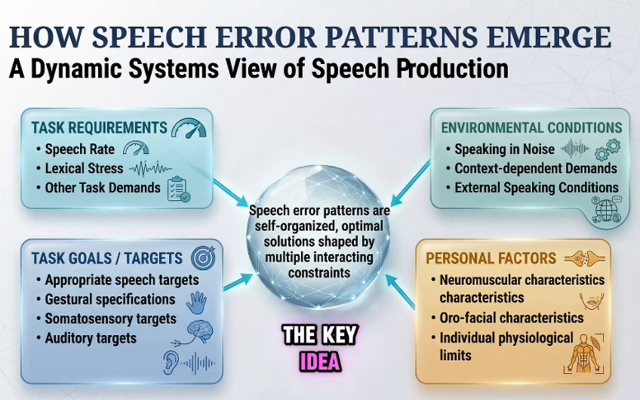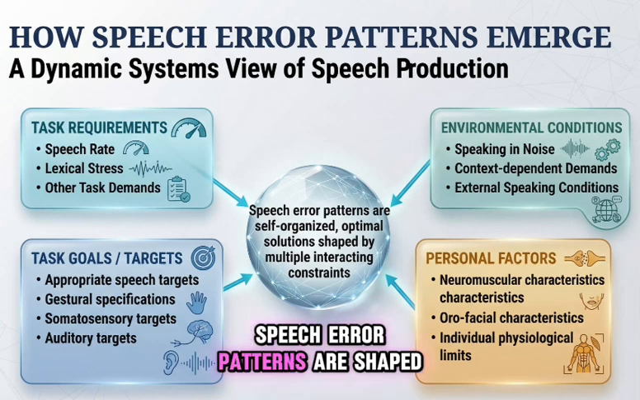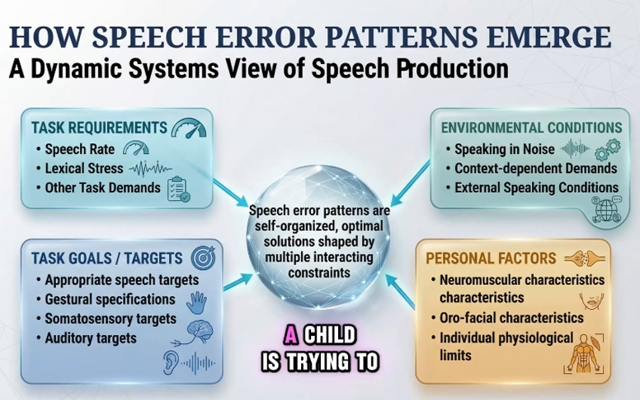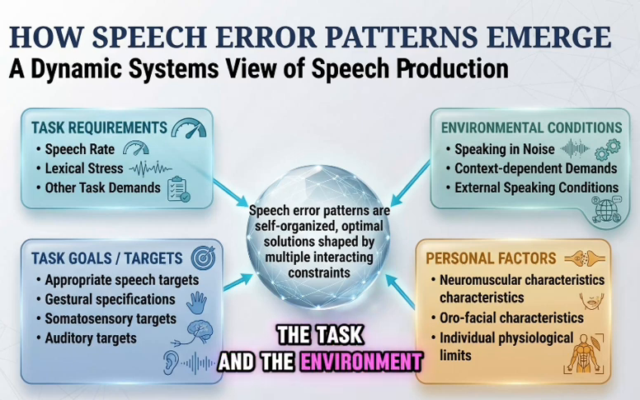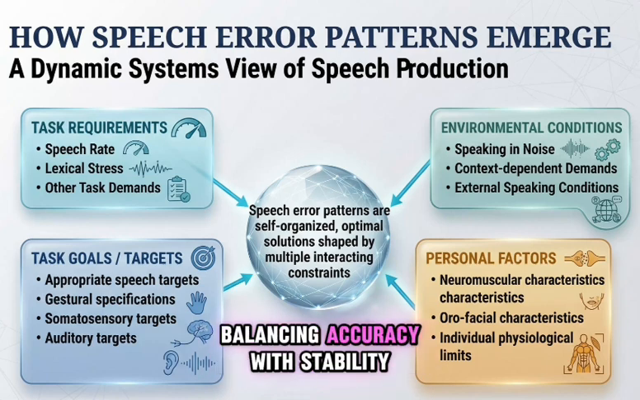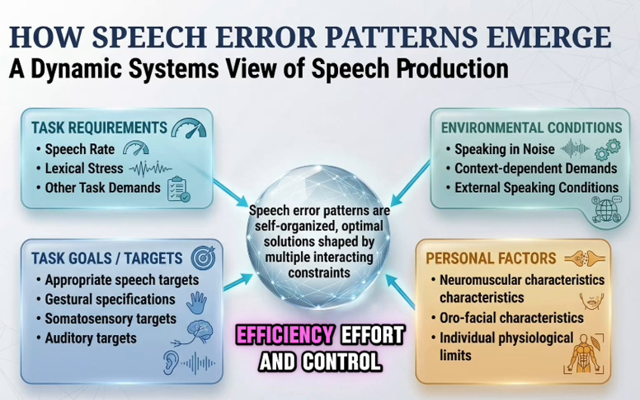The key idea: speech error patterns are shaped by multiple interacting constraints. A child is trying to achieve a speech goal, but that goal must be met within the limits of the body, the task, and the environment. The speech system is constantly balancing accuracy with stability, efficiency, effort, and control.